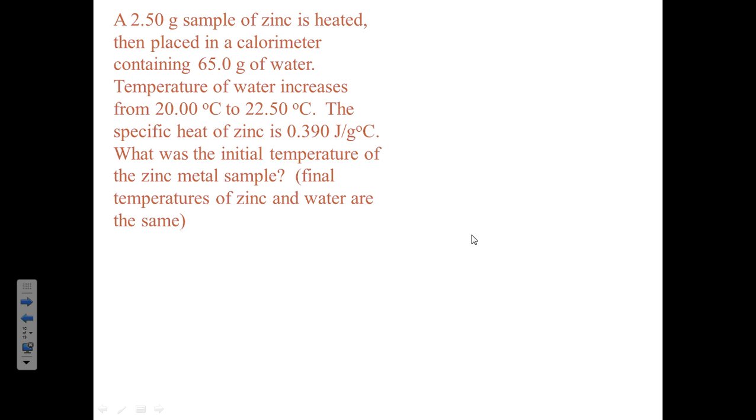Right. So here we've got a piece of zinc. We're heating up our piece of zinc and putting it in water, in a calorimeter. We're looking at the temperature of the water changing from 20 to 22.5. In this case, we know the specific heat of zinc. We're trying to find the temperature that the zinc started out at. So, let's think for a minute. This is the idea where we talk about the heat lost by the zinc being equal to the heat gained by the water.